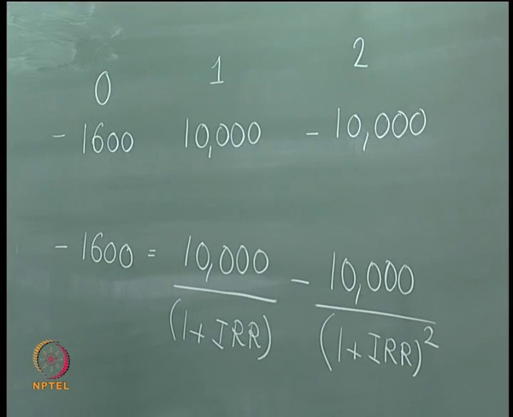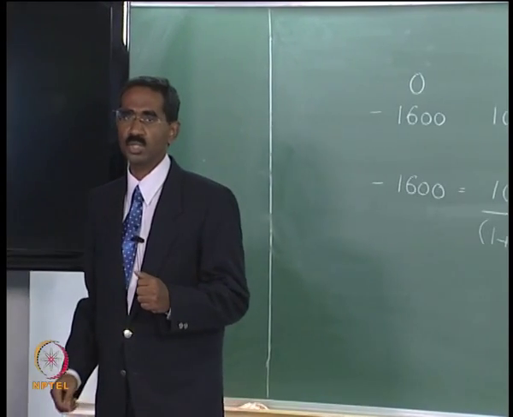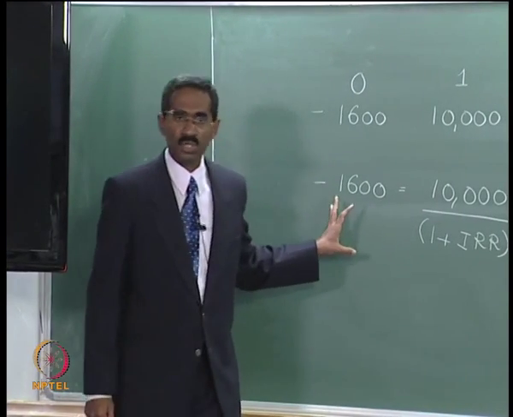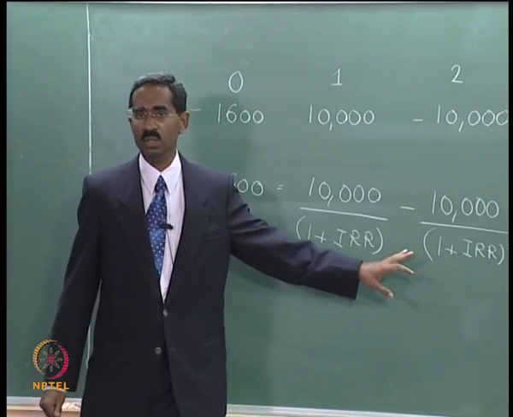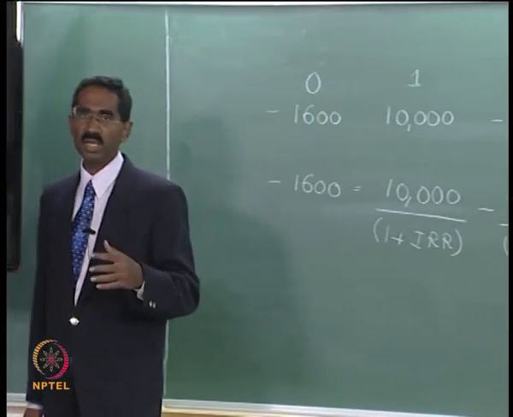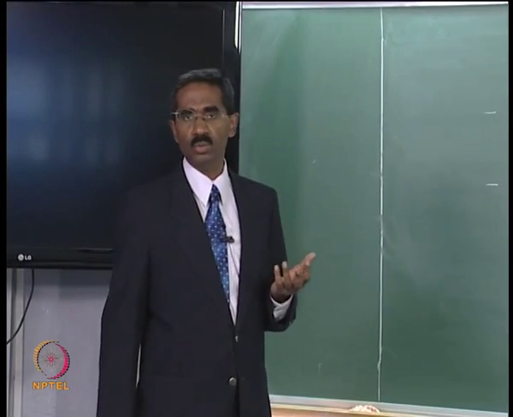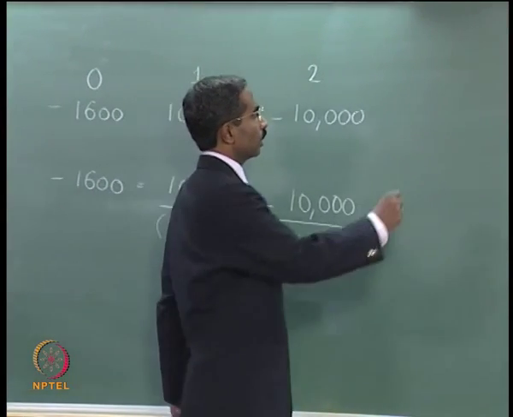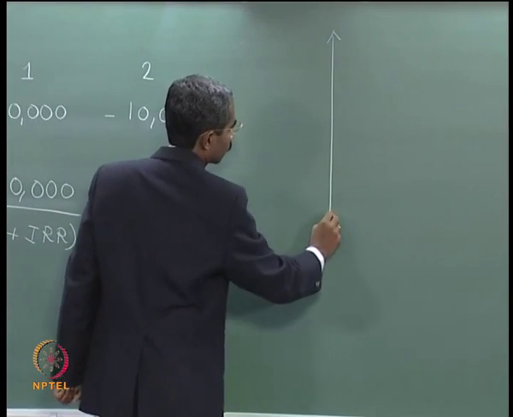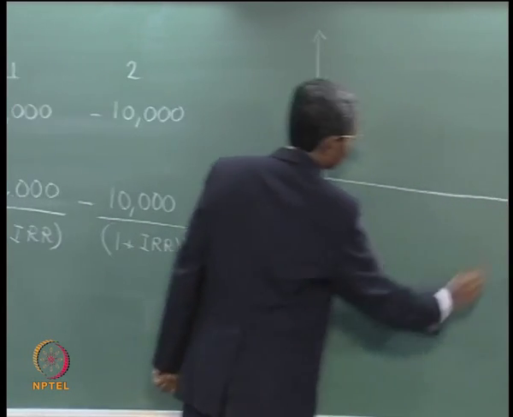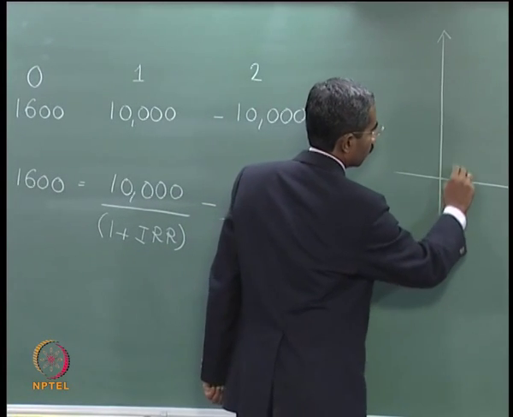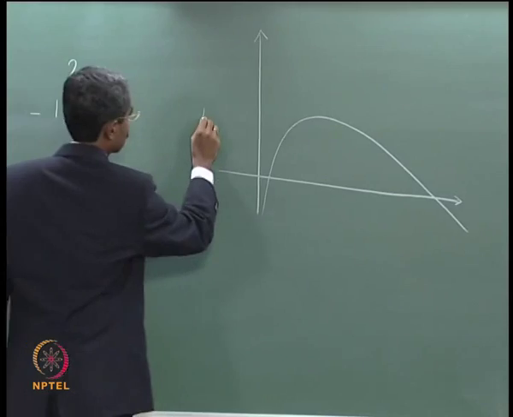If you try to solve it for IRR, you may actually get more than one value. As an equation, this is a quadratic equation of the second order, and when you try to solve it, we may get two values for which the equation is satisfied. Essentially, if you want to draw it as a graph, when you plot the curve, it may turn out to be something like this.